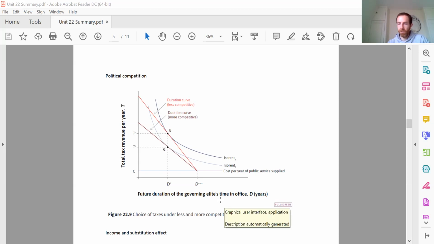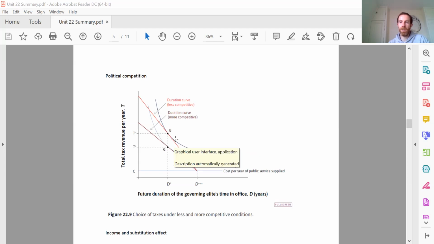We are going to change the decision that is being faced by the governing elite. And so what does that mean in terms of our diagram here? Well, it's still pretty much all the same, right? We've got our duration curve, which tells us all of the feasible combinations of tax revenue and the time in power, or the expected time in power for this governing elite. And what they want to do again is choose a point along that feasible frontier, along the duration curve that gets them to the highest possible ISO rent curve, so maximizing the political rent that can be achieved.